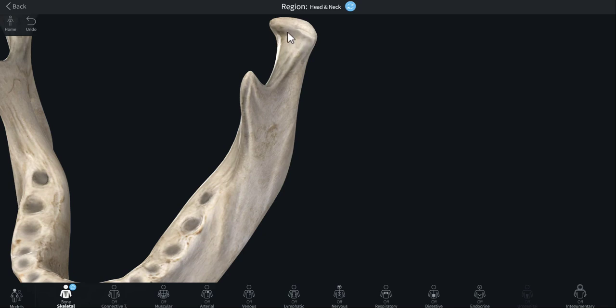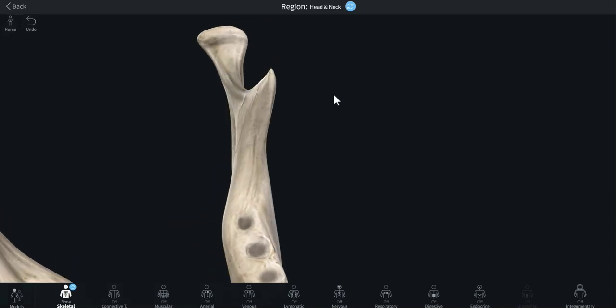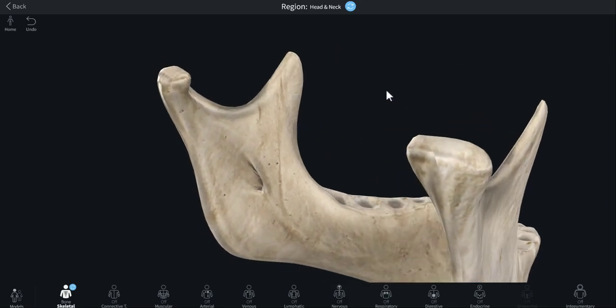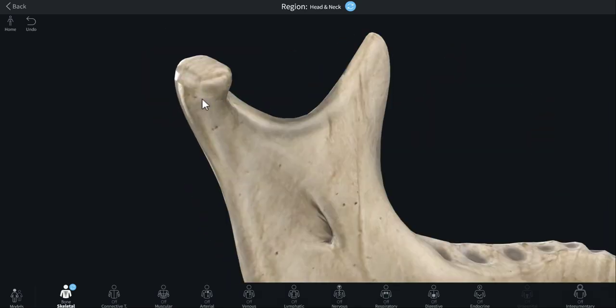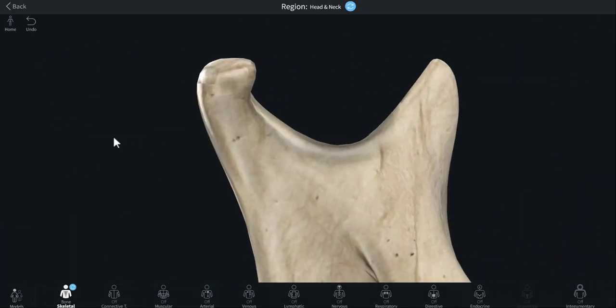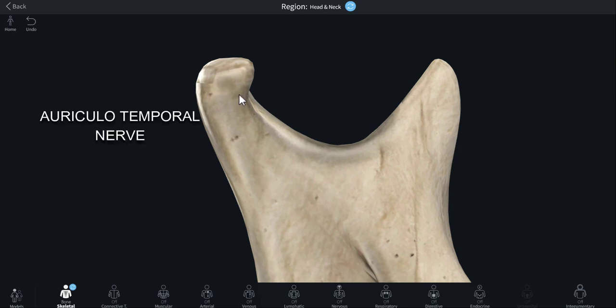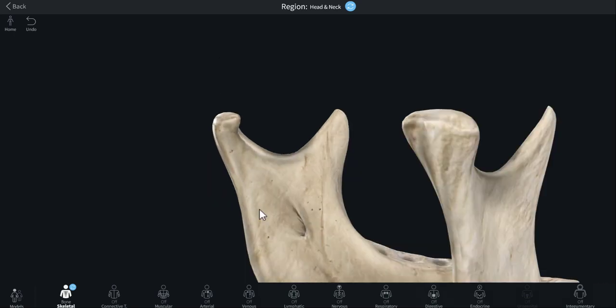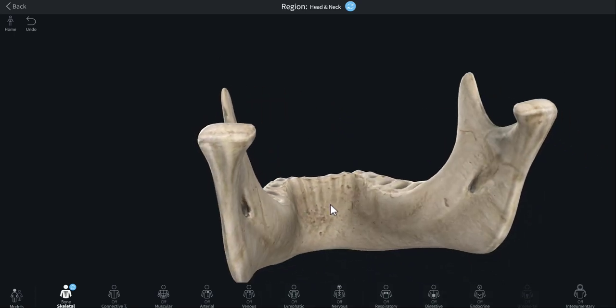Done. Now, just one last relation you please do remember. We have reached the medial part of the neck; we were viewing it from the lateral part, now we are viewing it from the medial part. This medial part of the neck of the condylar process is related to the auriculotemporal nerve. Just this one you remember. All right. Now, let's get on with this one.